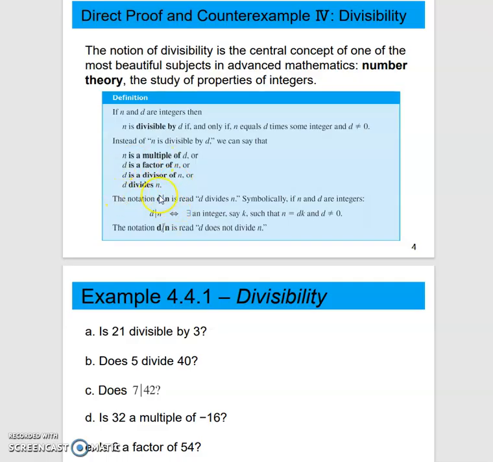That last one we're going to write as d, which looks like a straight line, and then n, which again we read as d divides n. And again, we define that as there is an integer, say k, such that n equals d times k, and d is not equal to 0.